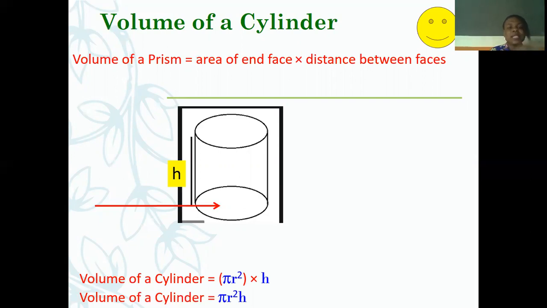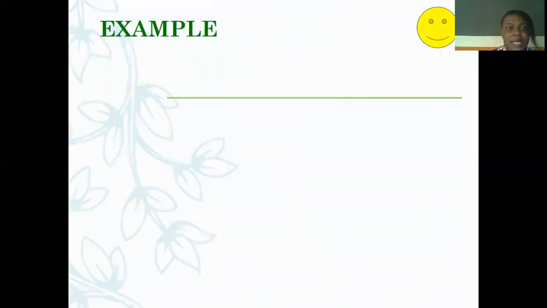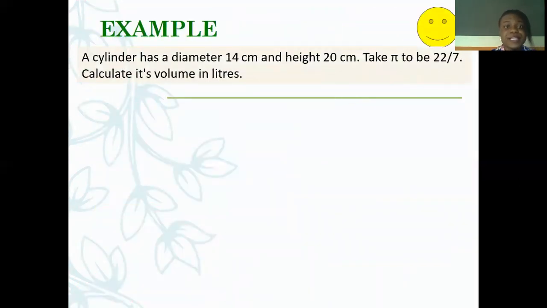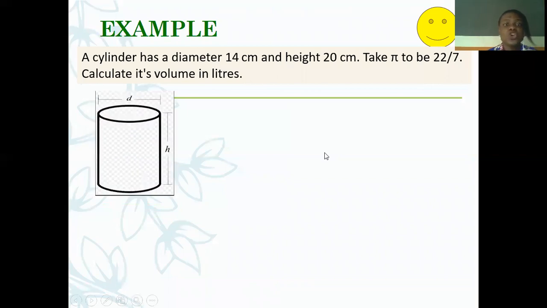So let's think of an application of this formula now. Let's apply it to a cylinder. A cylinder has a diameter of 14 centimeters and height 20 centimeters. Take pi to be 22 over 7 and find its volume in liters. That's a slight catch there. So we have a cylinder, you can see the cylinder with the diameter and the height there.